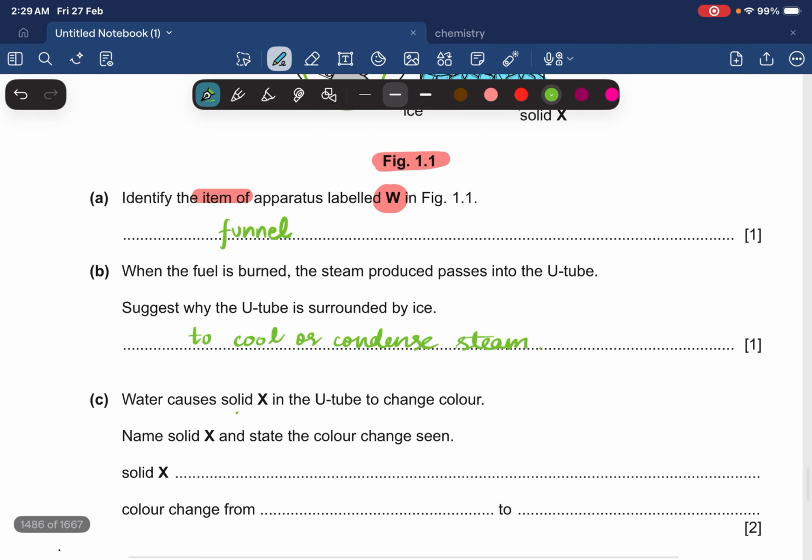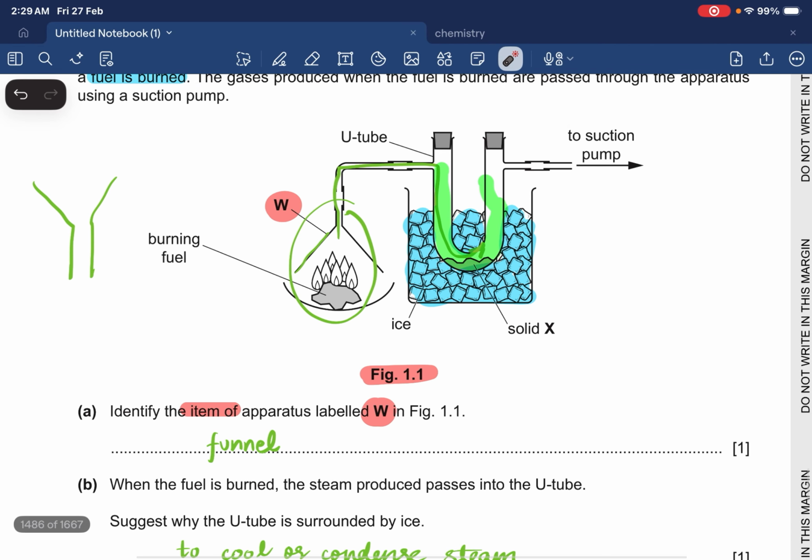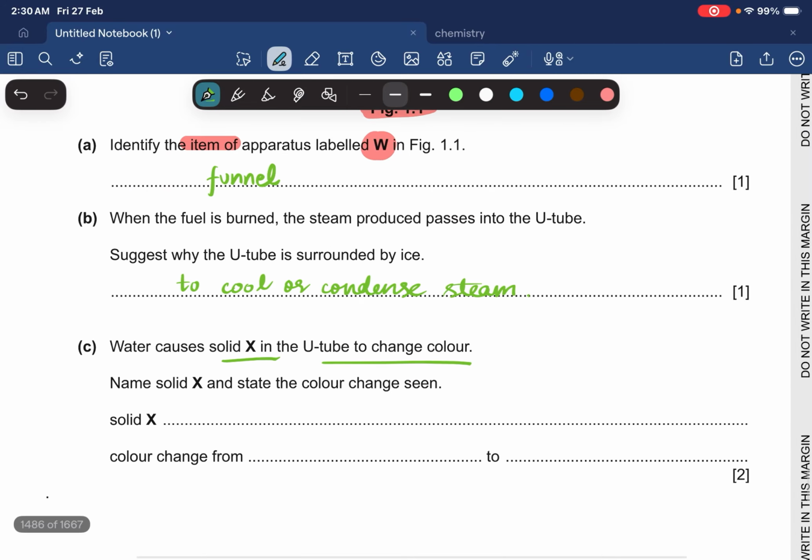Water causes solid X in the U-tube to change color. So what's going to happen? Steam is going to move in, steam is going to condense. Solid X is probably going to be an anhydrous salt. Anhydrous salts change color when they're subjected to water. So over here, water is going to make the salt change color. Name solid X and state the color change.